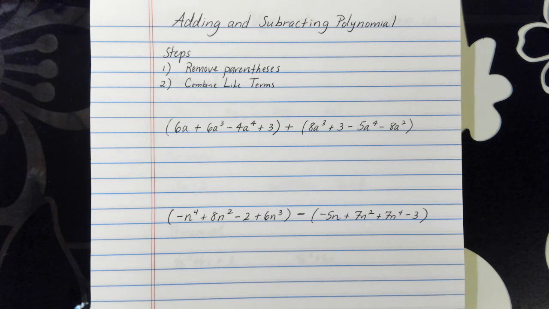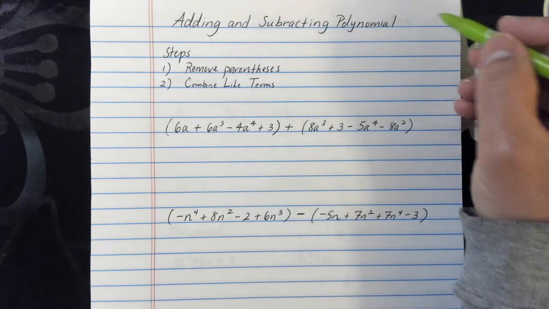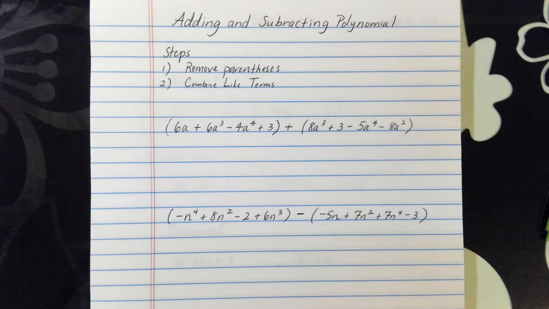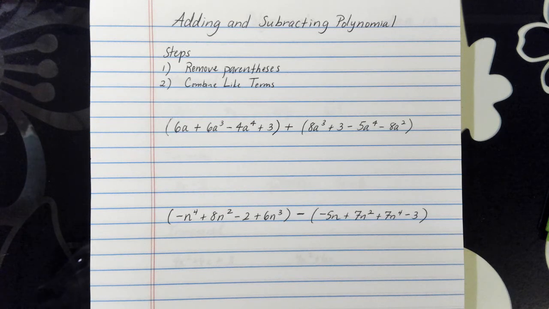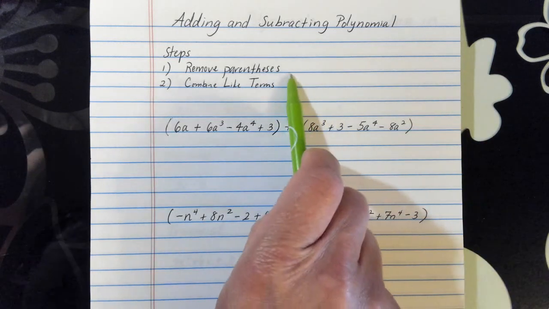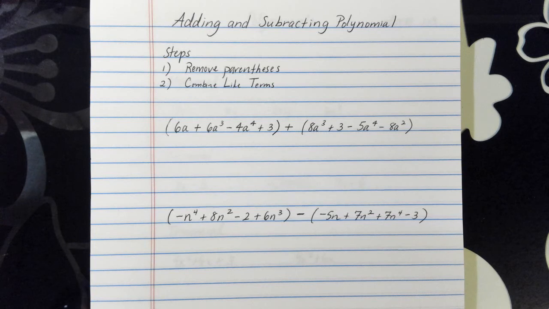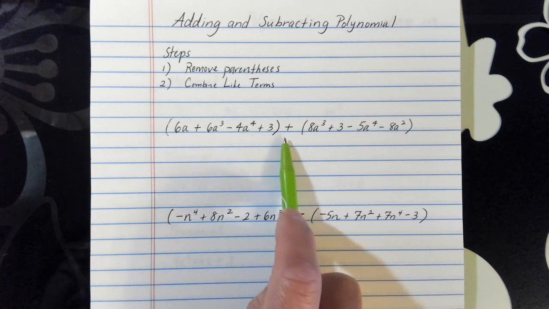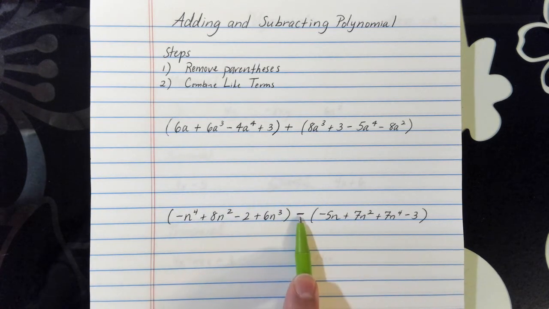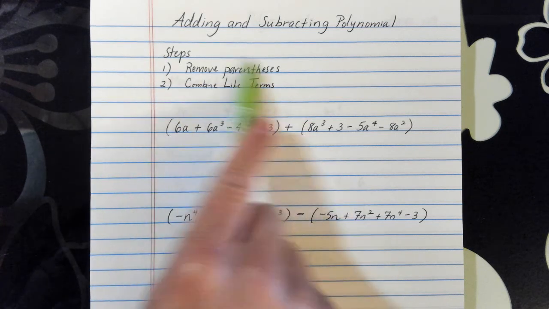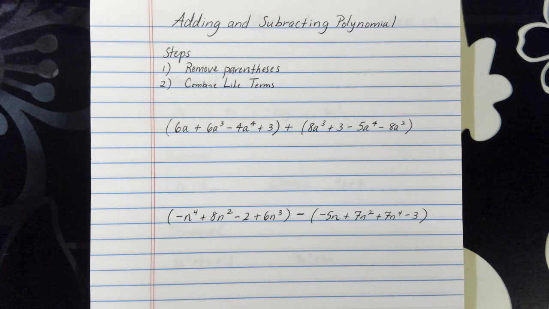Okay, this lesson is called Adding and Subtracting Polynomial Expressions. I didn't have room for the word, so these are all expressions. There are 2 steps. 1, remove the parentheses by using the distributive property. 2, combine like terms. It doesn't matter if it's an addition problem or a subtraction problem. This method works in either case, so that's the method I'm going to review with you.